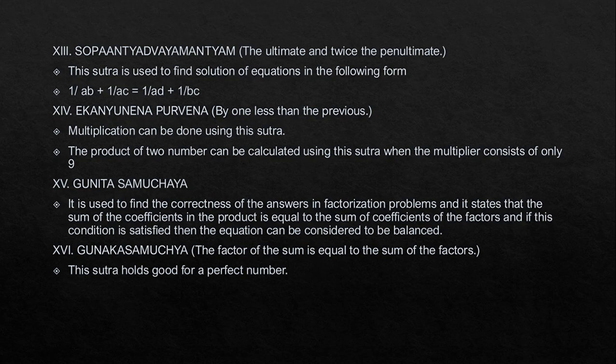It is used to find correctness of the answers in factorization problems, and it states that the sum of coefficients in the product is equal to the sum of coefficients of the factors, and if this condition is satisfied, then the equation can be considered to be balanced. Then we got Gunakasamuccaya. The factor of the sum is equal to the sum of the factors. It is used to find the perfect numbers.